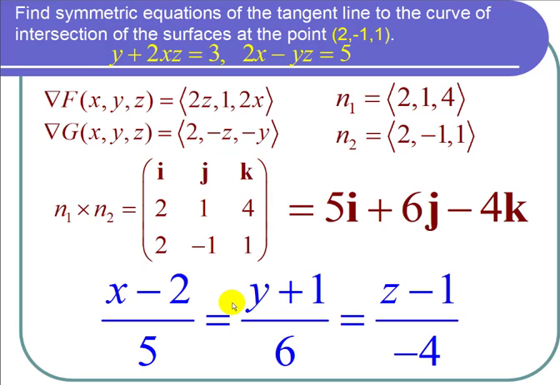And I get my final answer, that the symmetric equations to the tangent line to the curve of intersection of the surfaces at the point (2, -1, 1) is (x - 2)/5 = (y - (-1))/6, or (y + 1)/6, which is equal to (z - 1)/(-4). And I'm done with the problem.